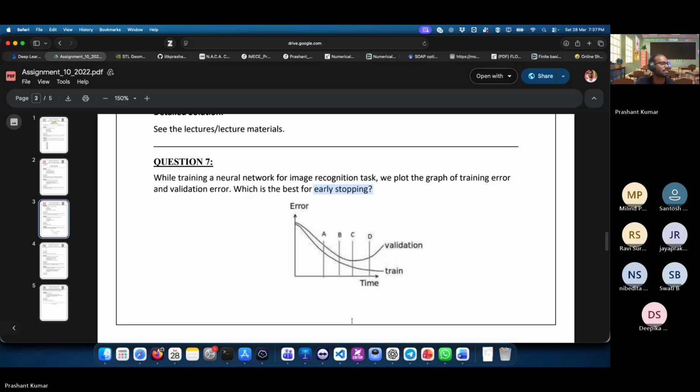Correct. After C, there will be more difference between training and validation; it is overfitting. After C, the overfitting is happening. So at C, you have to stop it.